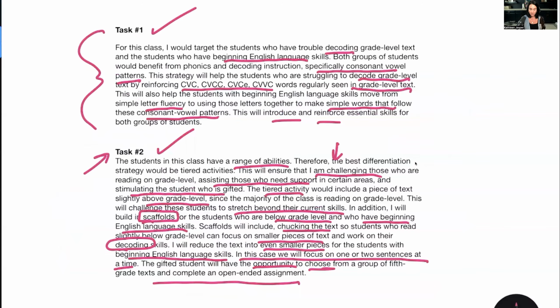But notice real quick, let's go back to here. Notice there are 2 tasks, so there are 2 paragraphs. I got specific on what I was going to use for interventions, and also in terms of the assignment that I'm going to do. I talked about who it's going to help, how it's going to help them, and why I'm using it. And that is the most important thing.